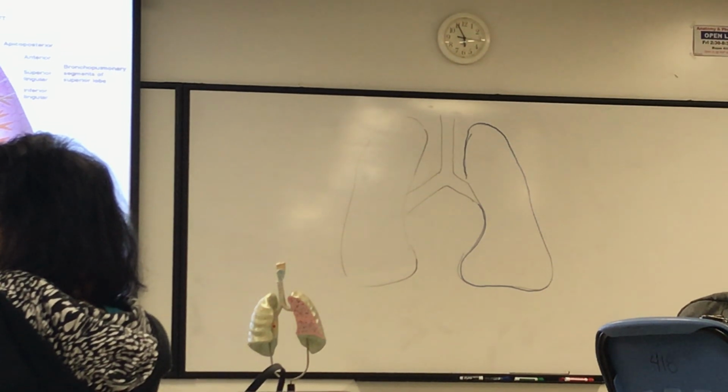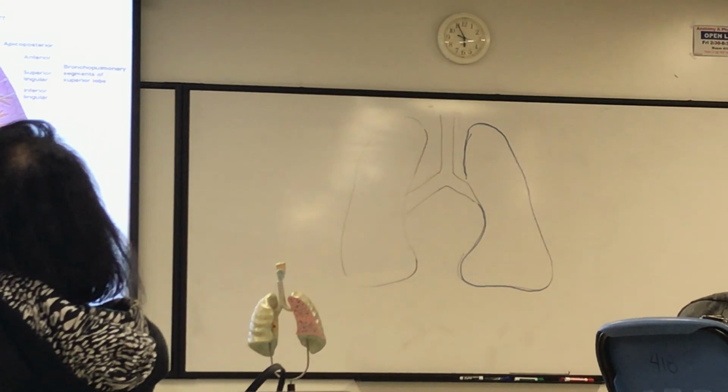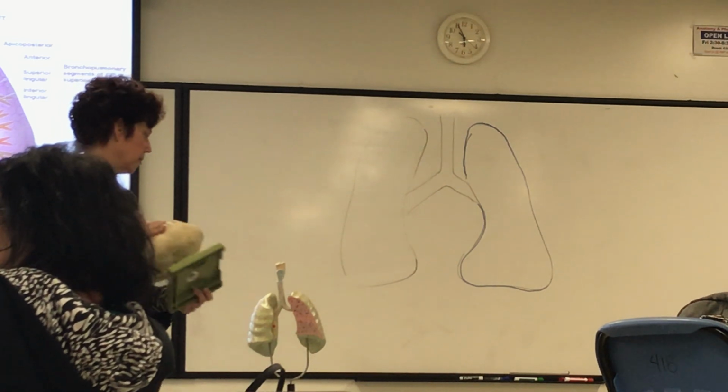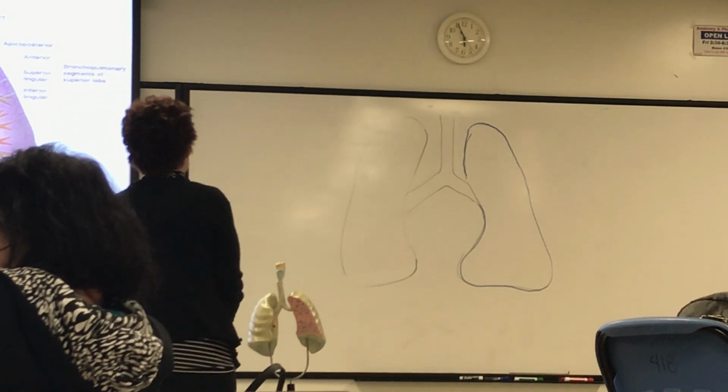So these simple squamous epithelia that you see on the surface here is representing the visceral pleura. Okay? So it's secreting that watery fluid.